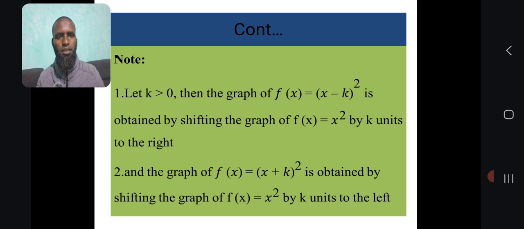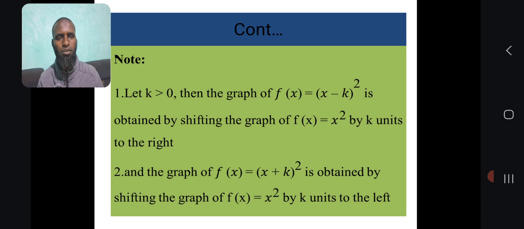Note that, let k be greater than 0, the graph of f(x) = (x - k)² is obtained by shifting the graph of f(x) = x² by k units to the right.